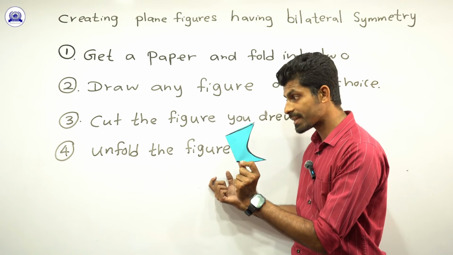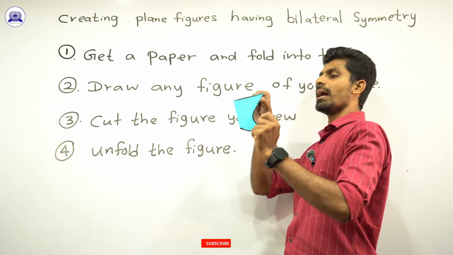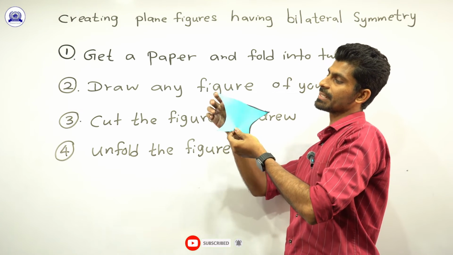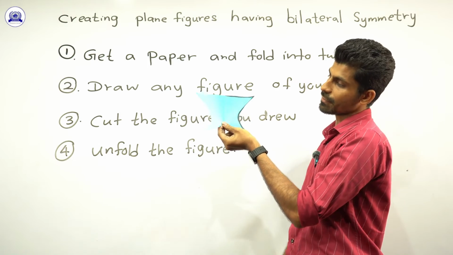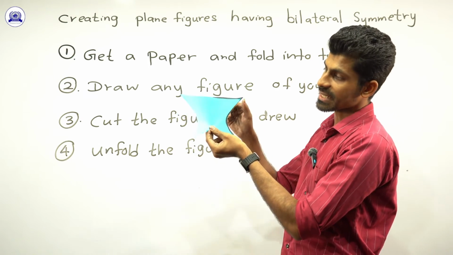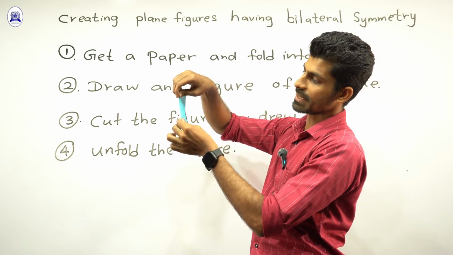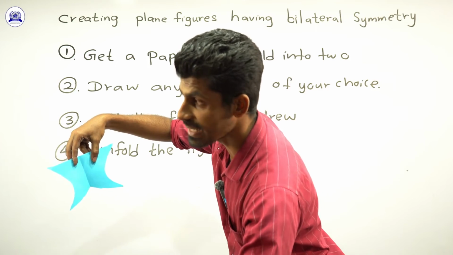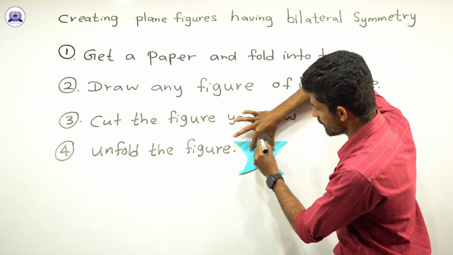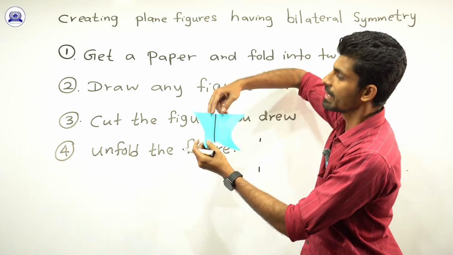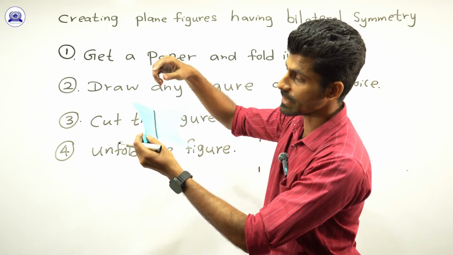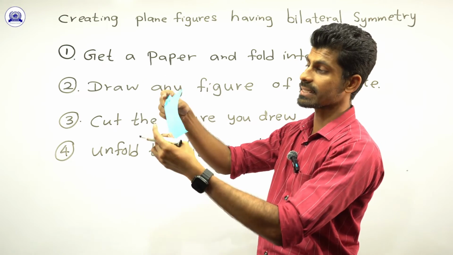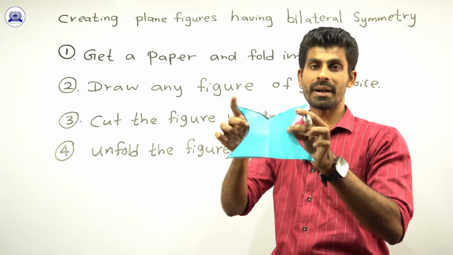Last step, unfold the figure. Unfold the figure means you can open the figure, right? Now your figure is like this. So you can see that the figure is bilaterally symmetric, right? Bilaterally symmetric plane figure. That means there is an axis of symmetry. So you can see this one. Then you can fold along that axis and get two equal parts.